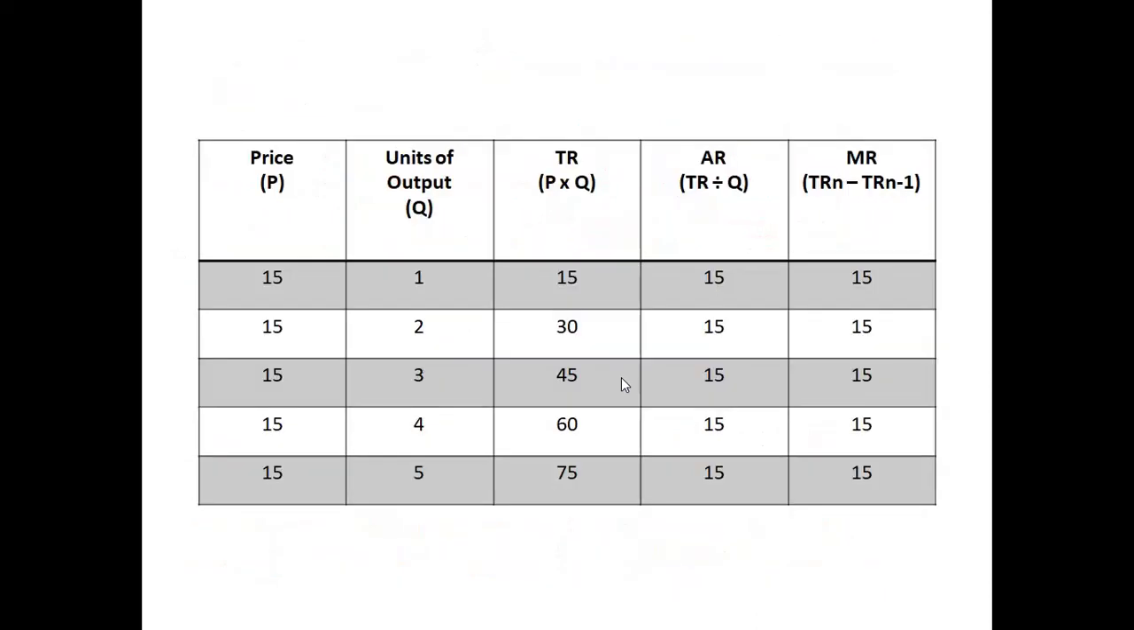We can see from this table, the column of MR, that MR is constant at 15, and AR is also constant at 15 only. So AR and MR both are equal to each other. Hence AR is equal to MR, and AR is also equal to price. So we can say that price is equal to MR.